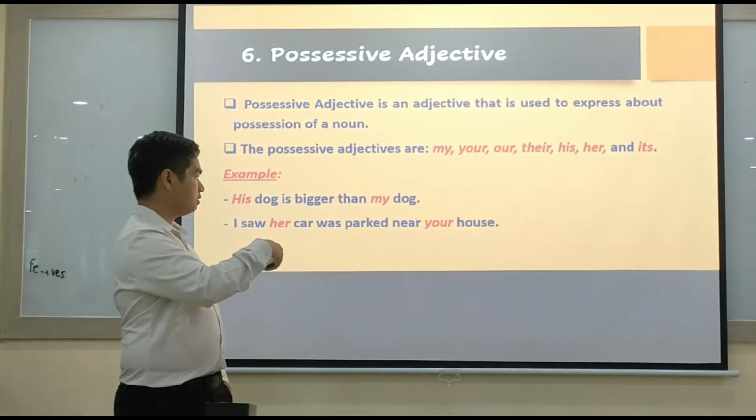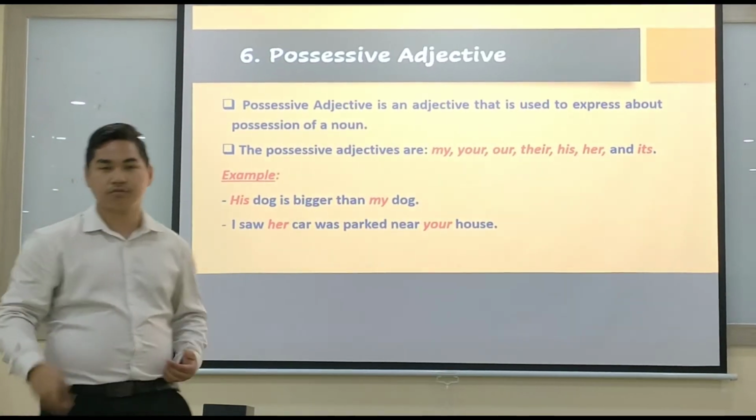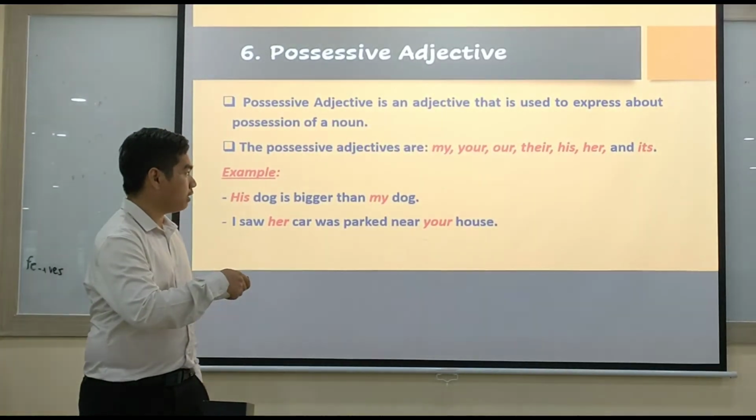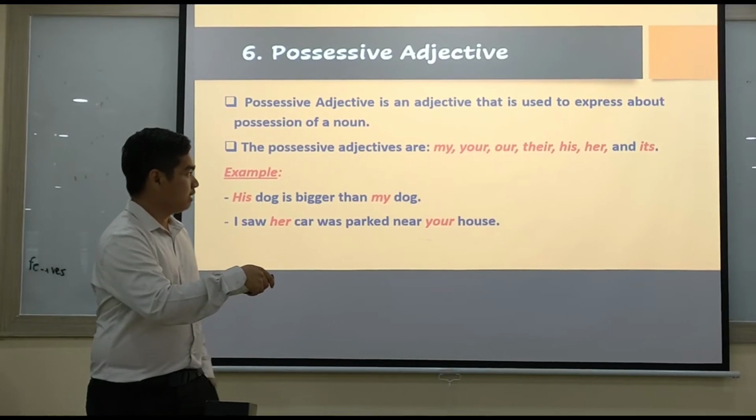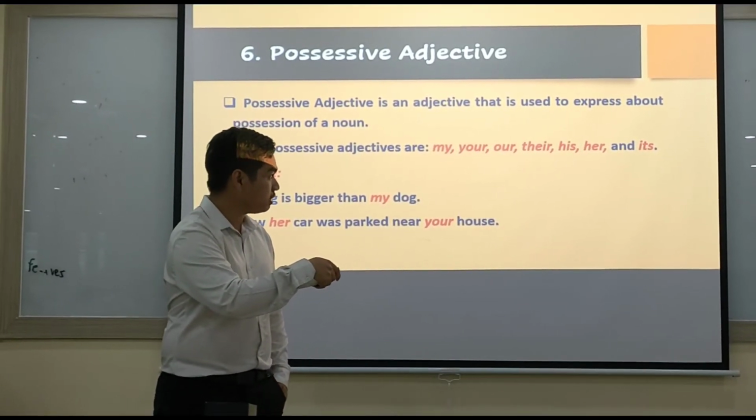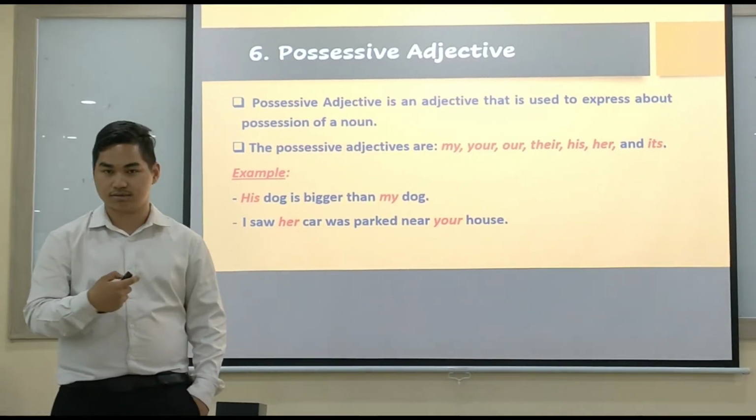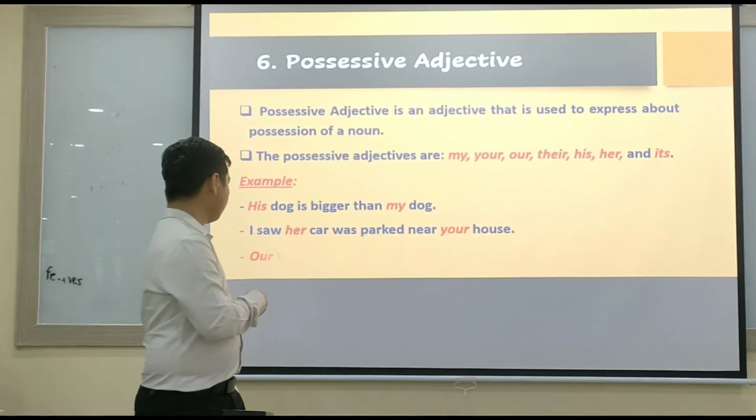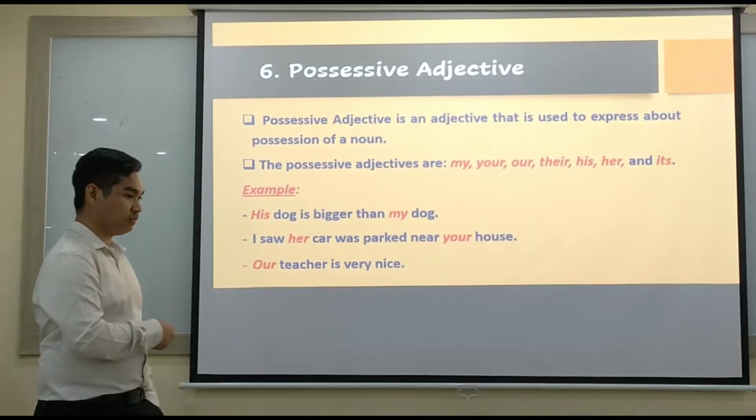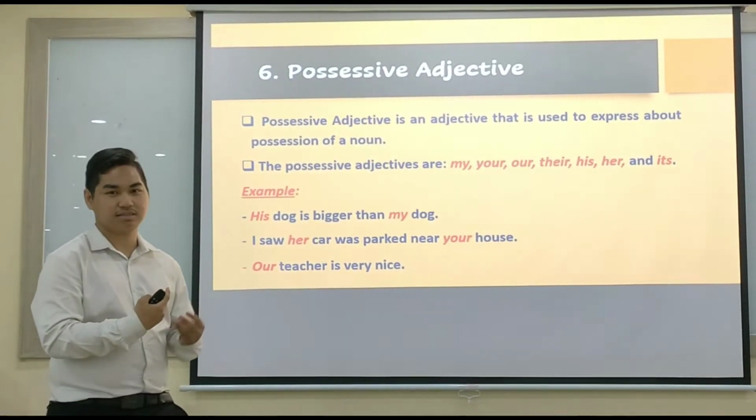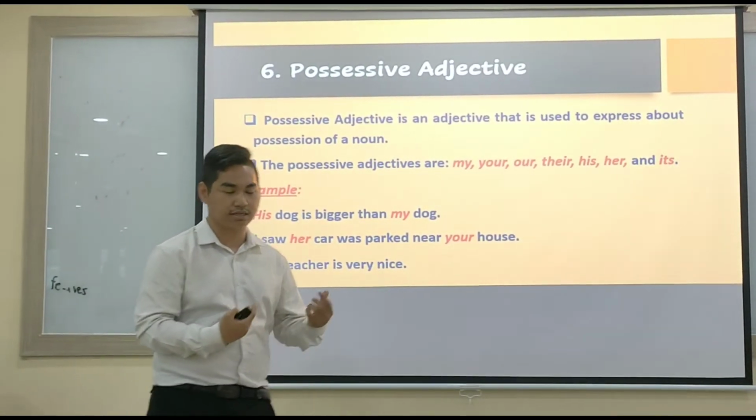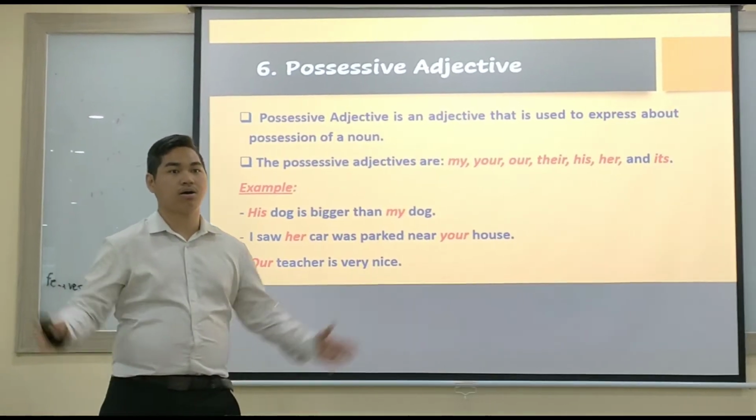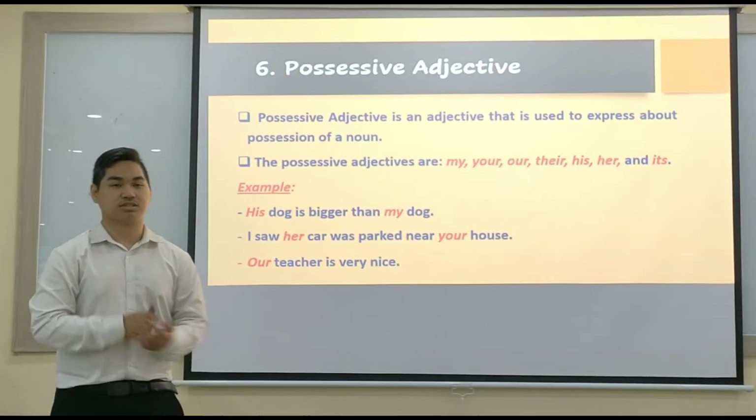And your house is paired with "you". If you want to ask about the pairs of the possessive adjective and the pronoun: my with I, your with you, our with we, their with they, his with he, her with she, and its with it. So remember it, because it is not hard to remember. And the other one, our teacher is very nice. That means he might be a very nice person, a very easygoing person. So our teacher refers to the teacher that belongs to all of us who study in this class.